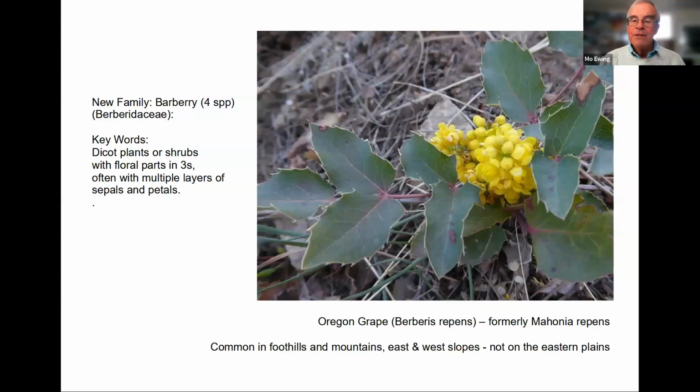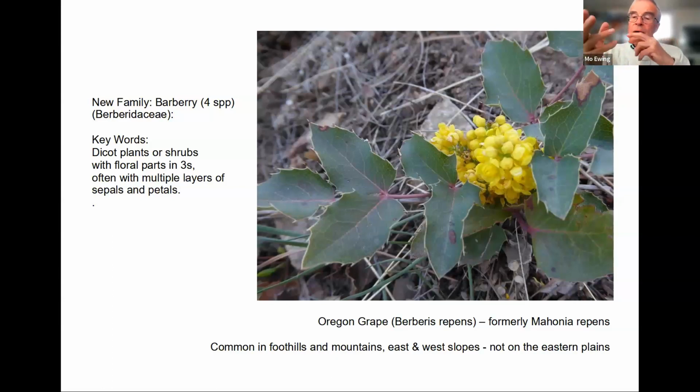And in monocot plants, the flower parts are in threes or sixes. Also, the veins on the leaves of monocot plants start from the bottom of the leaf and then go all the way to the top. On dicot leaves, they're like a tree, they go up and they branch.